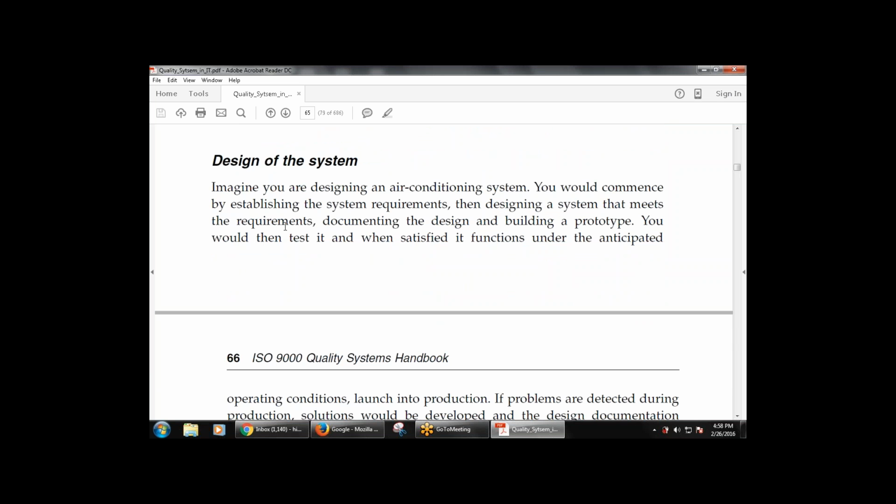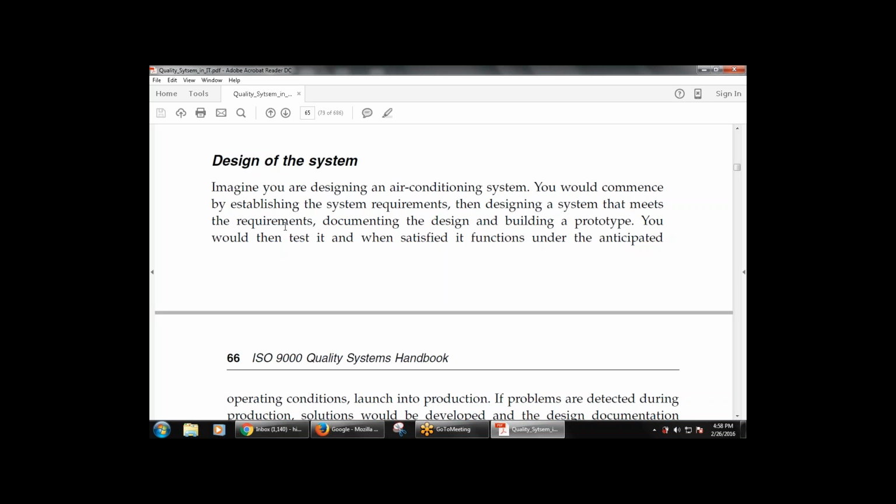So you are designing an AC system. First of all, there will be a system requirement. Then designing a system that meets the requirement, then documenting the system, and building a prototype. So these are the various parts by which we can establish the system.